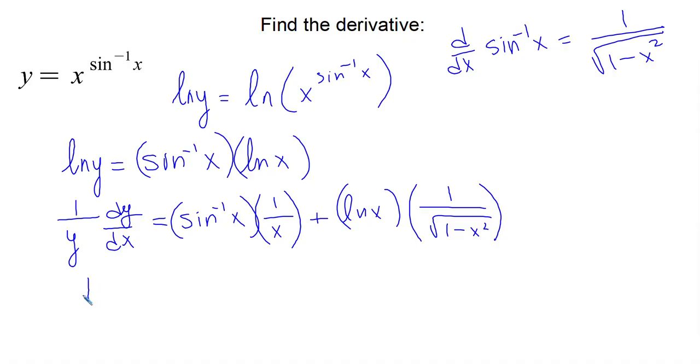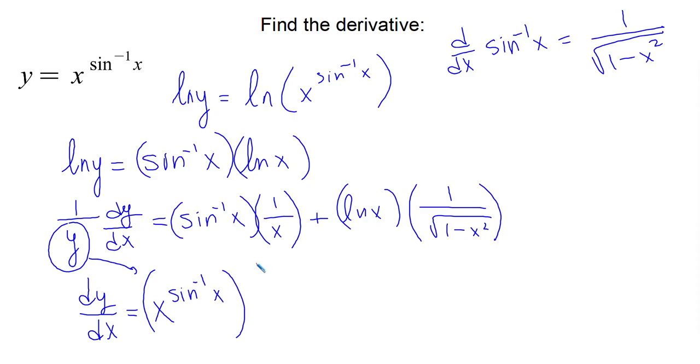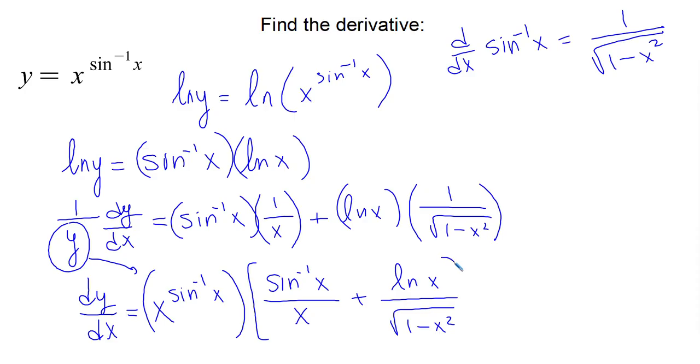And so now our final answer, again, remember that we're going to multiply by this y over here, and that y is x to the inverse sine of x. So we've got x to the inverse sine of x times the inverse sine of x over x plus the natural log of x over root 1 minus x squared. And that should be our derivative.